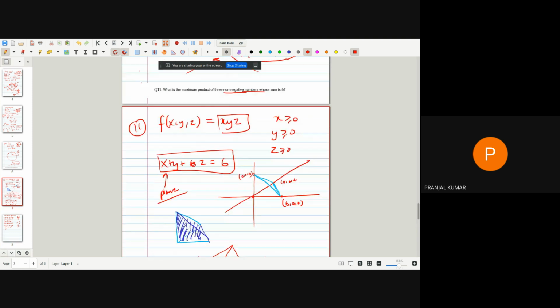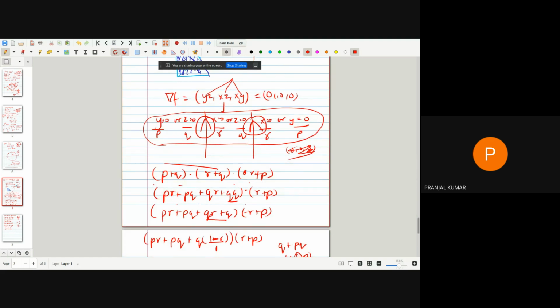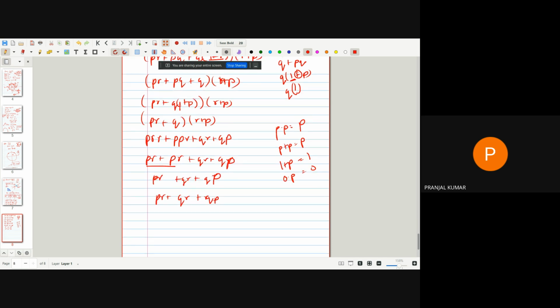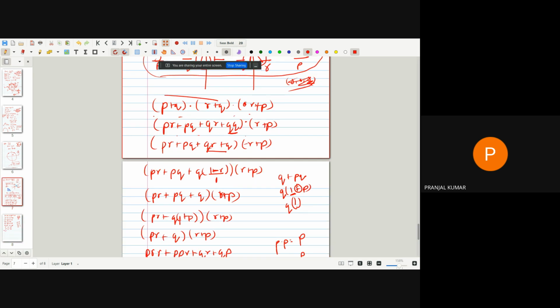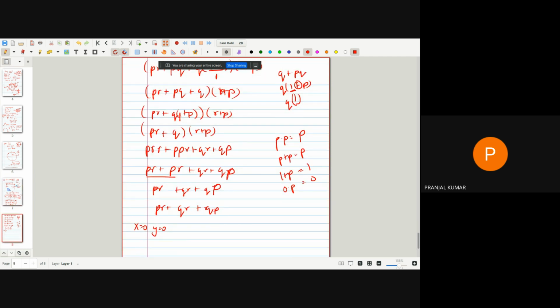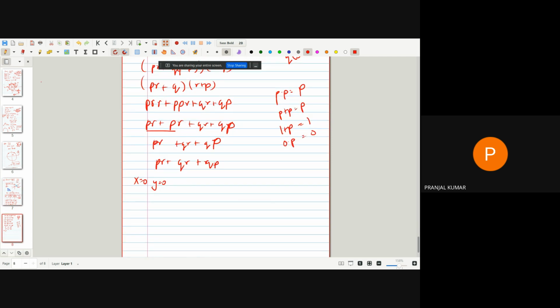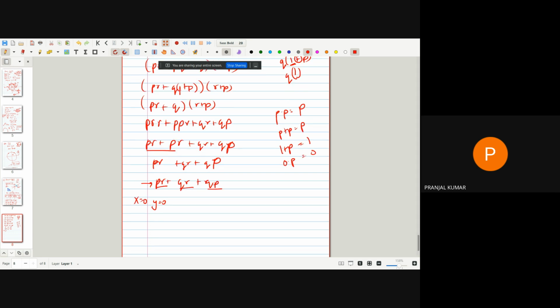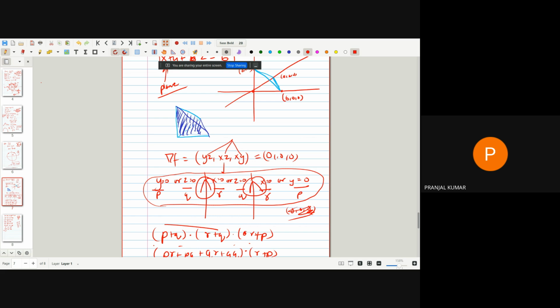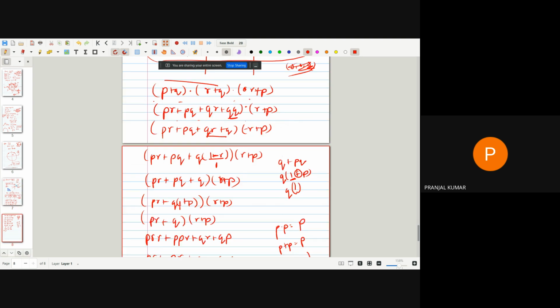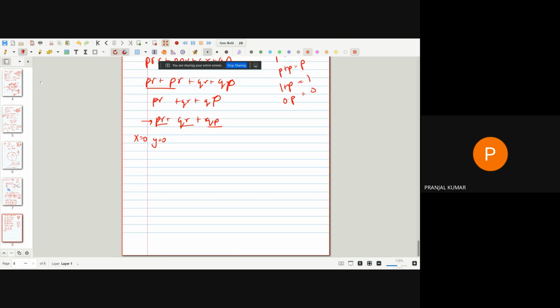I think we arrived at the same thing. Okay, so X is 0, Y is 0, so Z would be 0, 0, 0. PR plus QR plus QP. We can take nothing common out from here. So nothing is left to be taken common. So you just write this equation back. So P was Y, Q was Z, R was X.